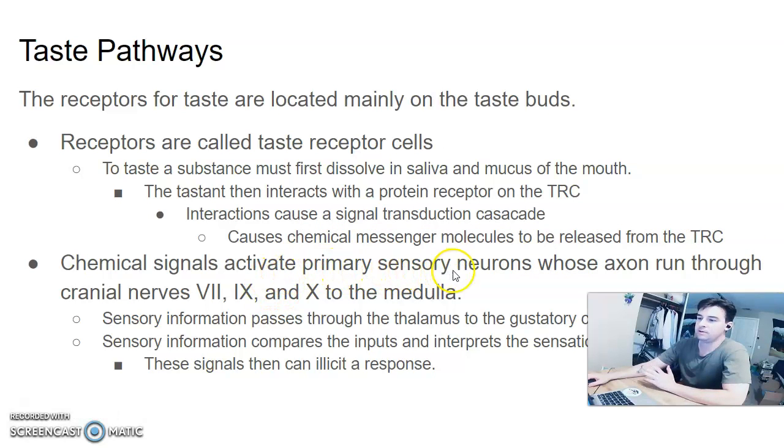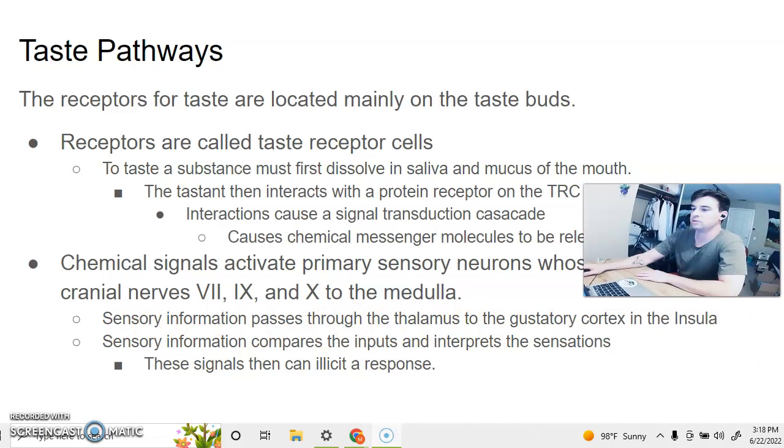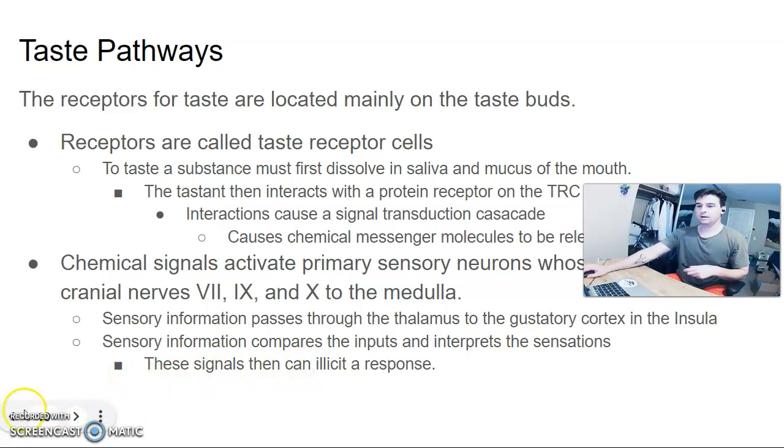These signals activate primary sensory neurons, whose axons run through cranial nerves 7, 9, and 10 to the medulla. The sensory information passes through the thalamus to the gustatory cortex and the insula. The brain compares the inputs and interprets the sensations. Based on that, these signals will elicit an emotional response, like, oh, that tasted good, or ooh, that tasted bad.